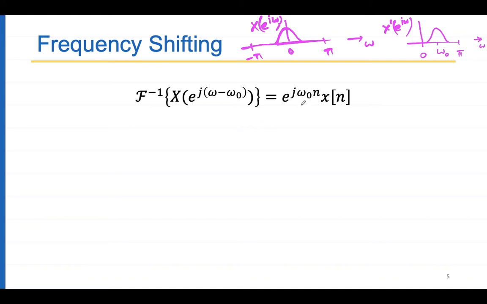If I shift it, which means I want to shift it something like this. So this was, the center was at 0. I want to shift my center to omega naught. This is X dash (e^jω). So how does my original signal transform? In other words, in what way should I transform my time domain signal so that my Fourier transform shifts by an omega naught?